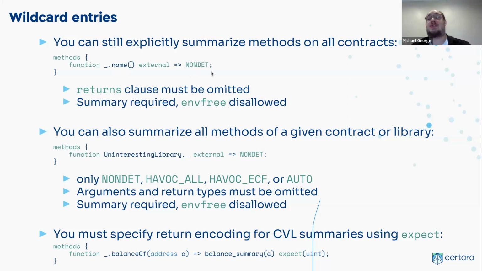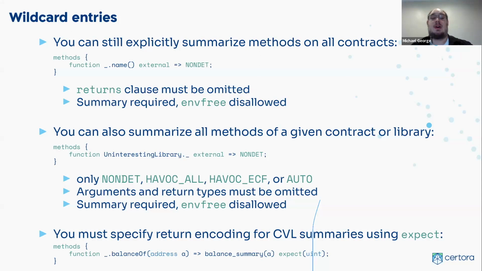So these wildcard entries let you get that behavior of, I just want to get rid of all my name methods, for example. Now, one important thing to notice here is that there's now not a returns clause. And the reason for that is when I'm looking at the same method in multiple contracts, it might return different types.